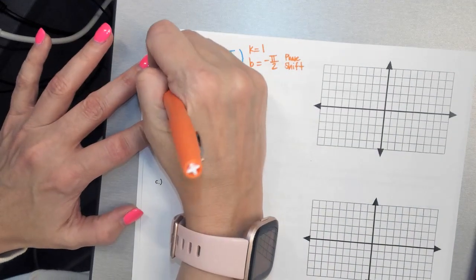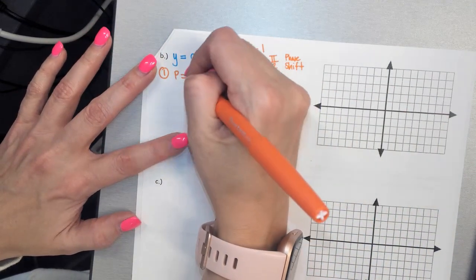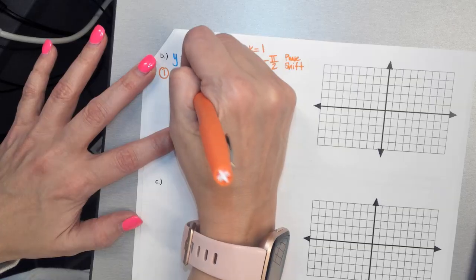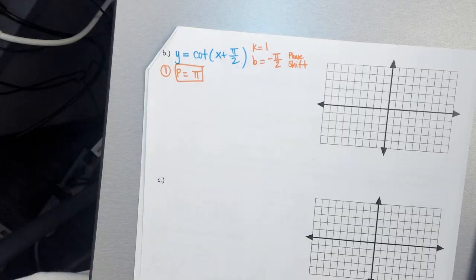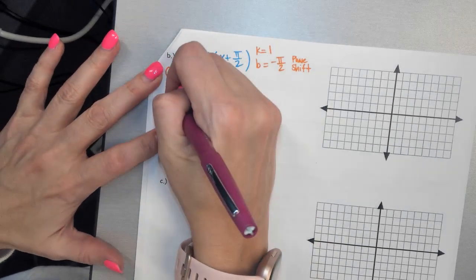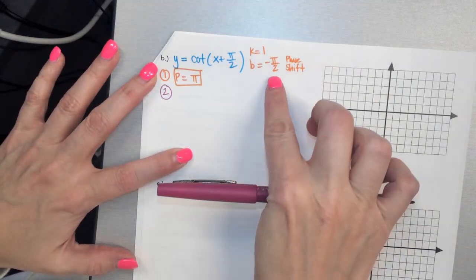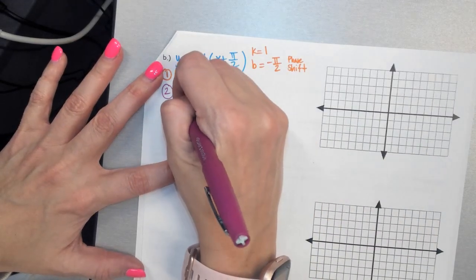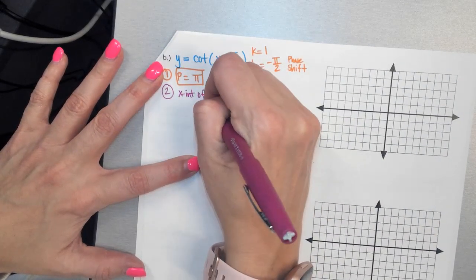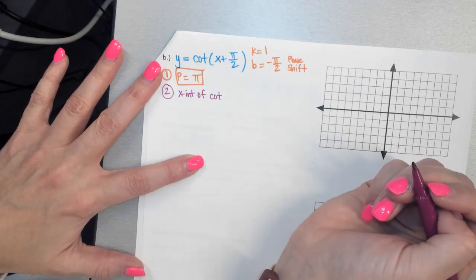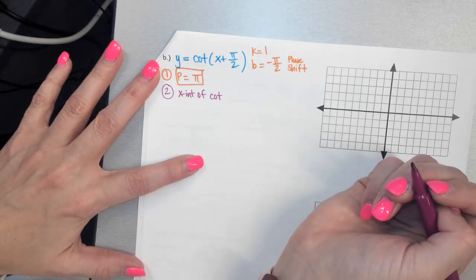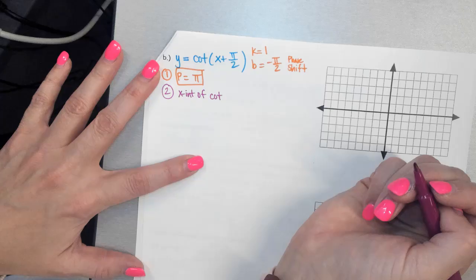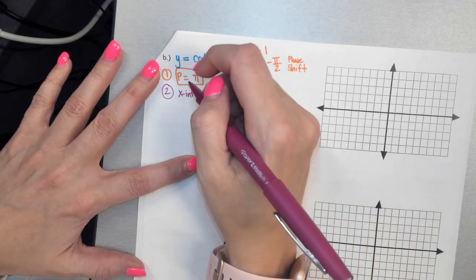So the first step is still finding the period where I'm doing pi over K. Pi over K is just going to be pi. If K is 1, it's just pi. Now, for the step before, I could just use all of the x-intercepts of the cotangent, but now everything's being shifted. So what can I do with those x-intercepts of cotangent? What's happening to every single one? Being shifted where? Pi over 2 units to the left.